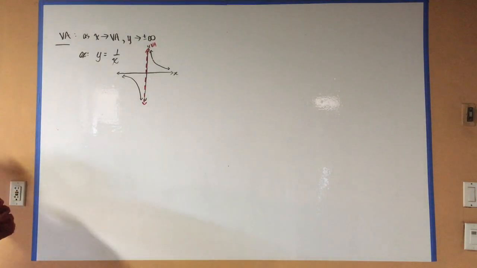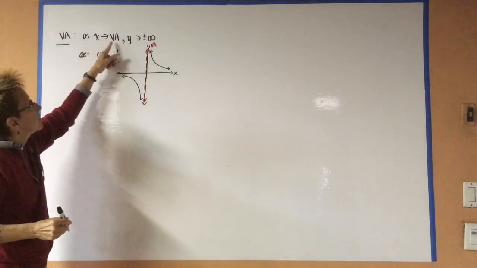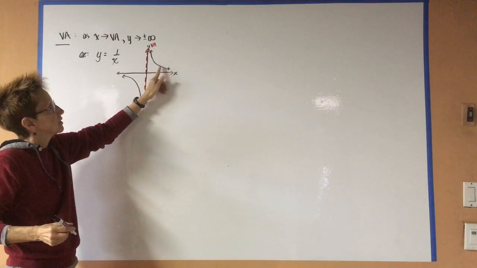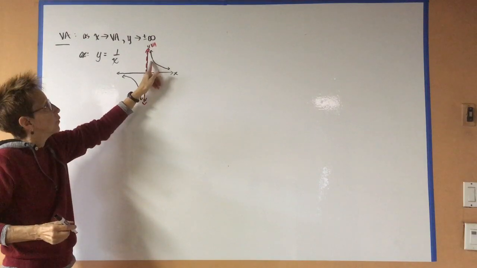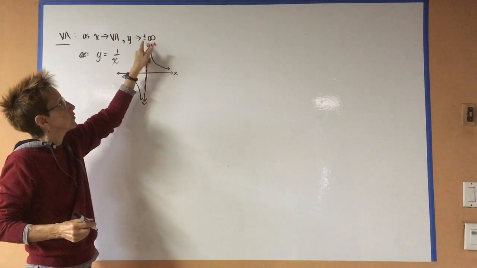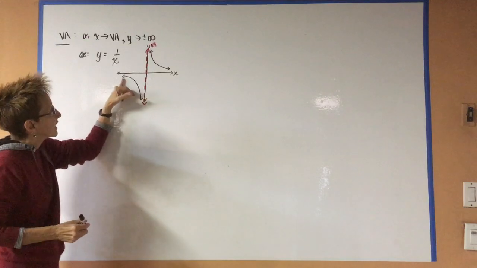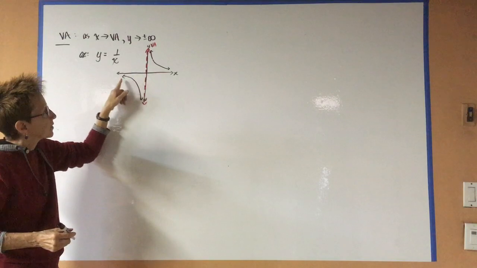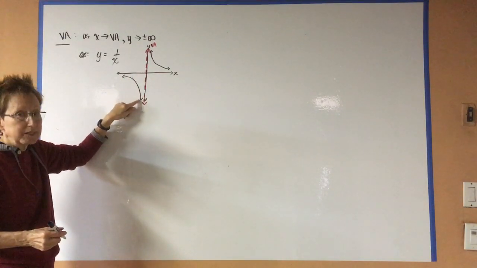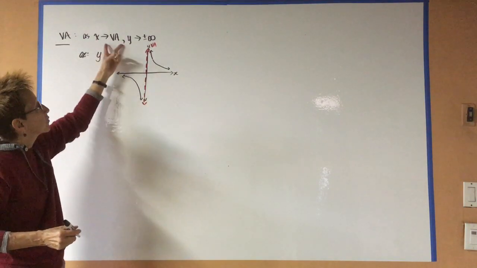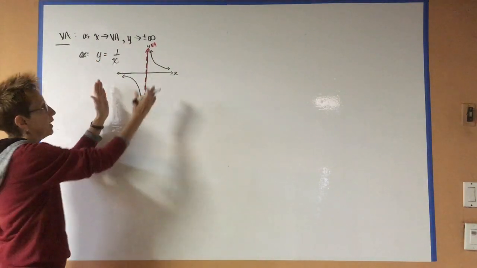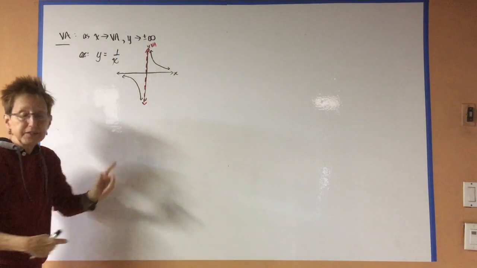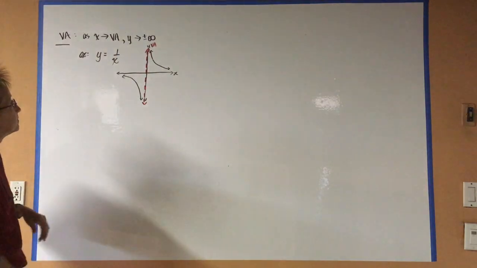Notice as x approaches the vertical asymptote, so as x gets closer and closer to 0 on this piece up here in quadrant 1, what's the y value doing? It's getting larger and larger. It's going to positive infinity. As x gets closer and closer to the vertical asymptote on this piece, what's the y value doing here? It's going down to negative infinity. So this will always hold. As x approaches a vertical asymptote from either left or right, the y value will go to either positive infinity or negative infinity, one or the other.